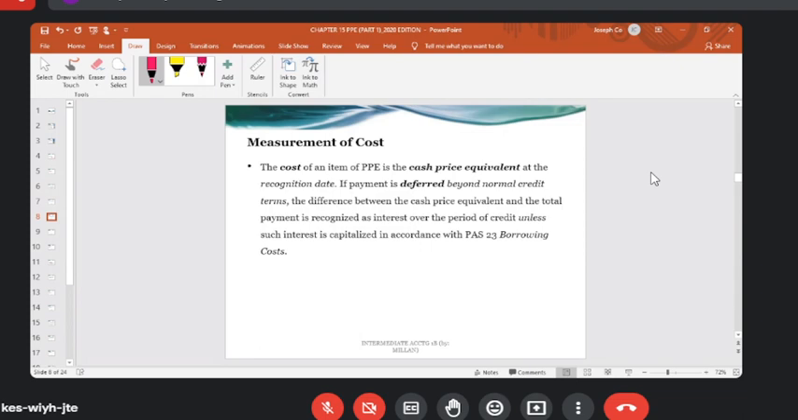Measurement of costs. The cost of an item of property, plant, and equipment is the cash price equivalent at the recognition date. If the payment is deferred beyond the normal credit terms, the difference between the cash price equivalent value and the total cash payment is recognized as interest over the period of credit unless such interest is capitalized in accordance with PAS 23 Borrowing Costs.